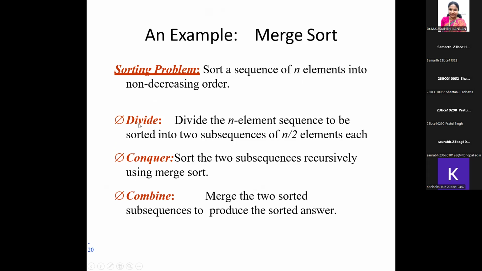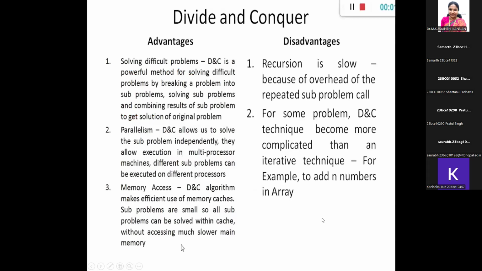Now we divide the n element sequence to be sorted into two subsequences of n by 2 elements each. Then conclude: sort the two subsequences recursively using merge sort. Again, this n by 2 uses the recursive method and is subdivided into n by 4, n by 8, like that. Then you will get the solution. Then combine, merging the two sorted subsequences to produce the sorted answer.